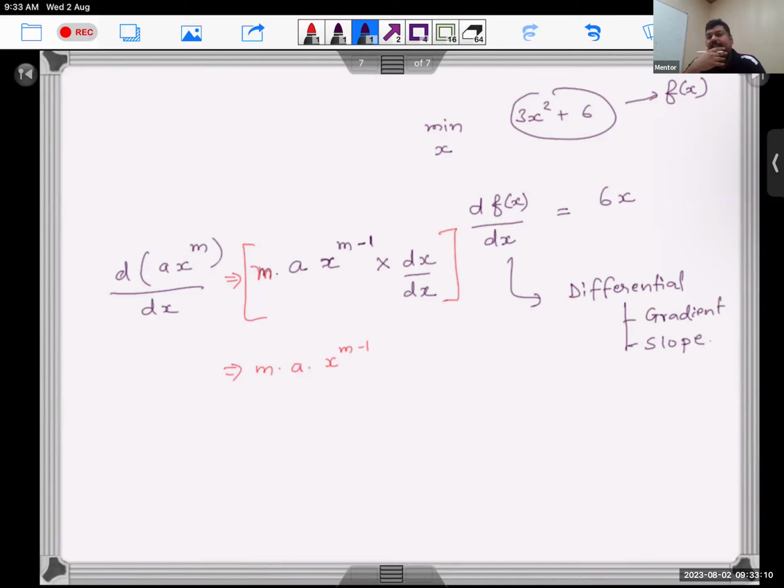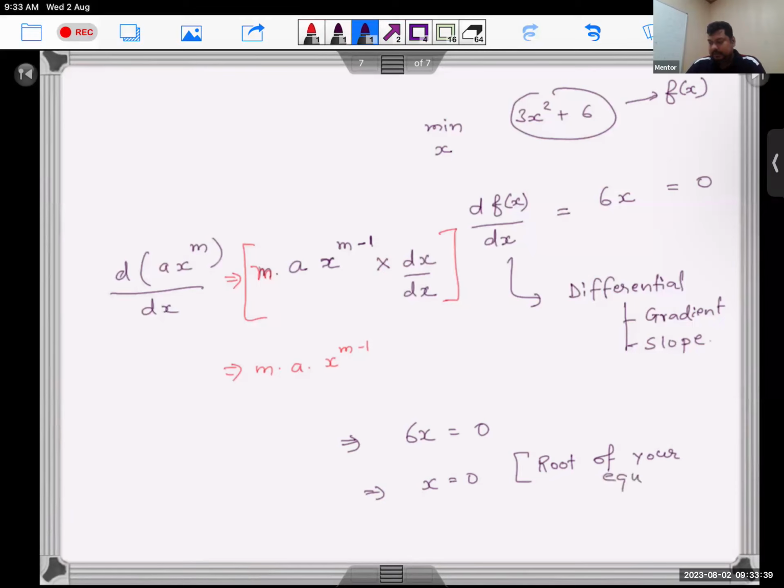So if I have this differential, what do I do with it to find out at what value x is giving me the minimum value of f(x)? I take the differential and equate it to 0. If I equate it to 0, what do you get? You get x equal to 0. You can say this is the root of your differential.